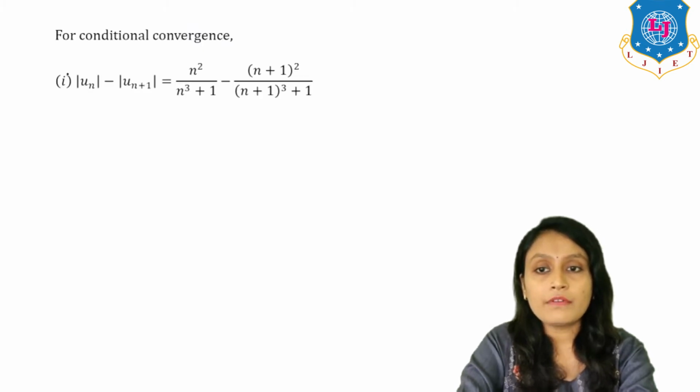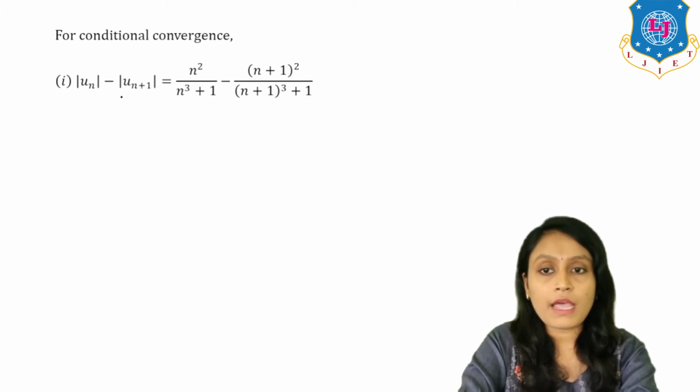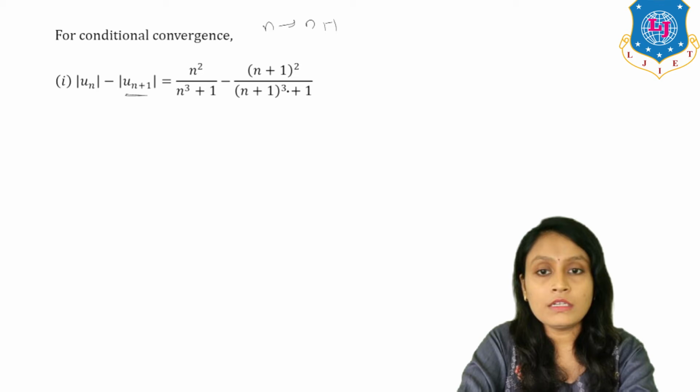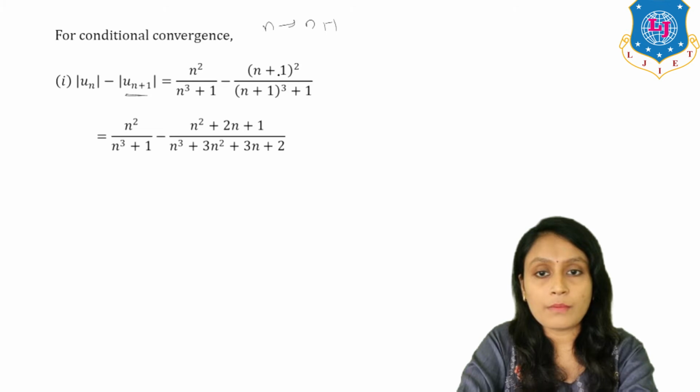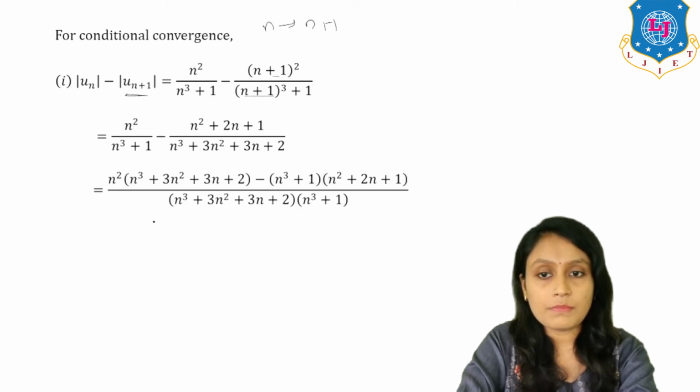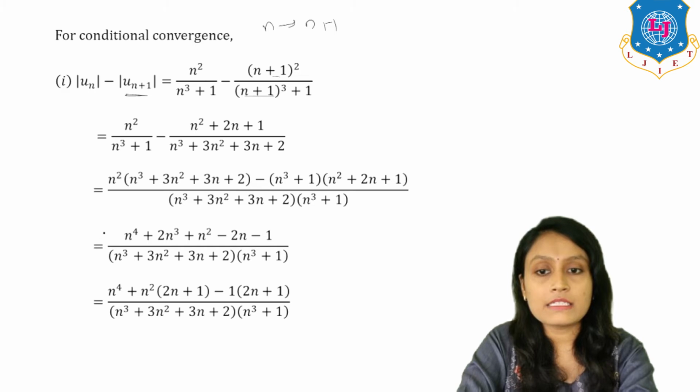For that, we will take |un| − |un+1|. Here we will apply the Leibniz test for alternating series. So |un| − |un+1|. |un| is given, that is n²/(n³+1). To write |un+1|, in place of n we write n+1. So you will get (n+1)²/((n+1)³+1). Now further simplify this. Apply the formula, cross multiply and simplify.